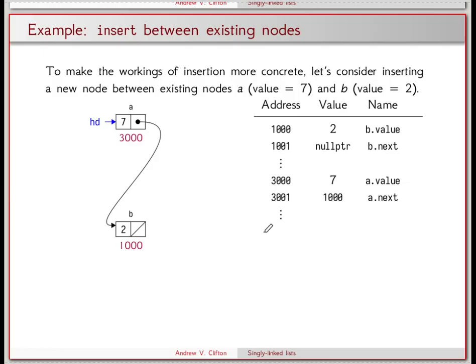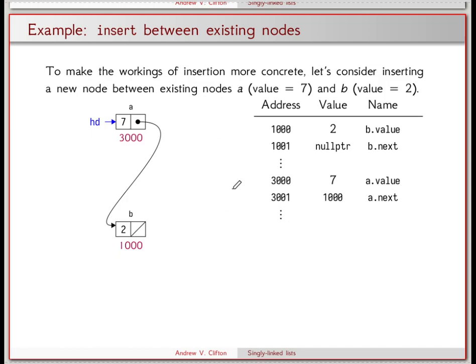So here I'm going to show what's going on in memory to illustrate how this works. Let's say we have a list with just 2 nodes. The head of our list has a value of 7, and after that there's a node 2, and then that's the end of the list.